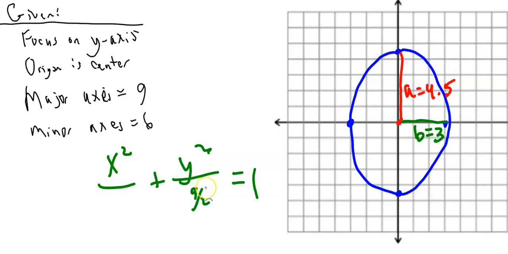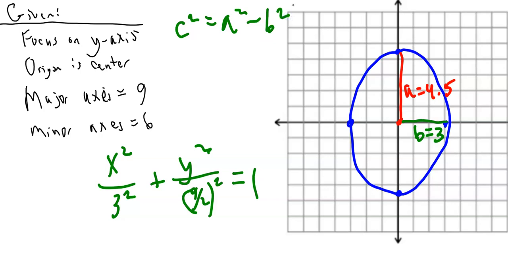You could write it this way, 9 halves squared or 81 fourths. Here would be 3 squared or 9. Just write it, keeping it in that form. Either way is fine with me. And then if you wanted to graph it, I know this was probably just write the equation, but if you wanted to graph it, you would have to use the formula c squared equals a squared minus b squared. So in this case, a squared would be 9 halves squared, so c squared equals 81 fourths minus 9, which is 36 fourths.